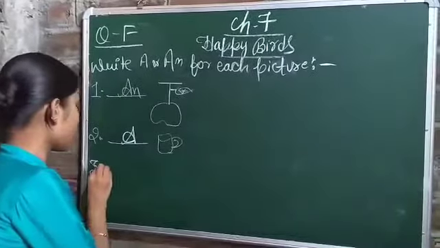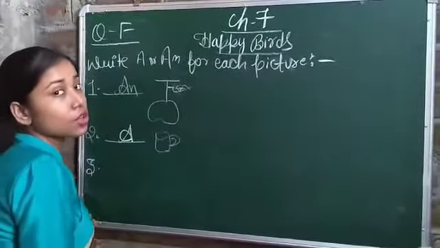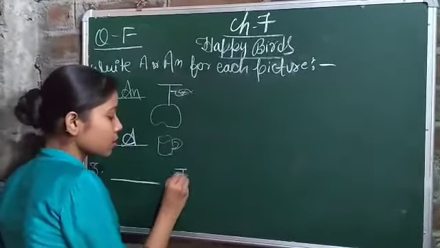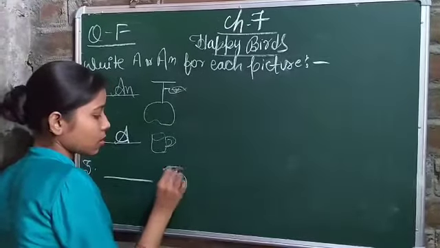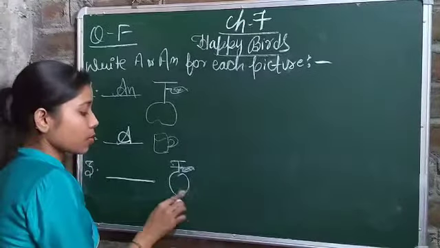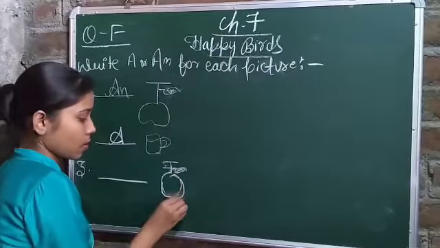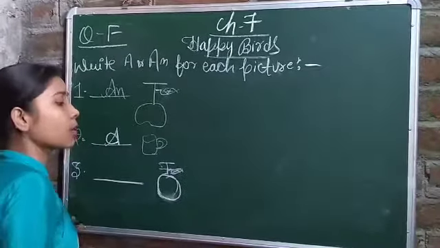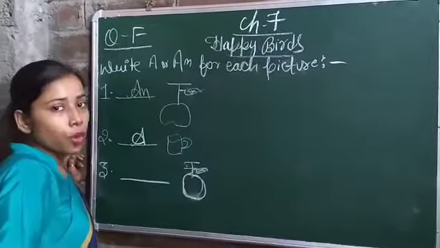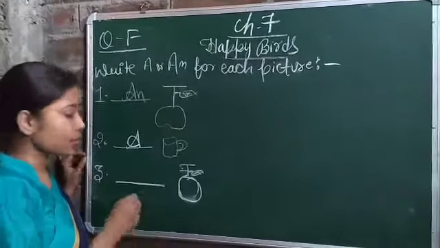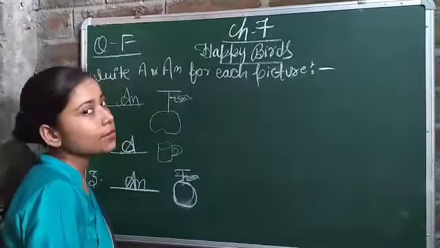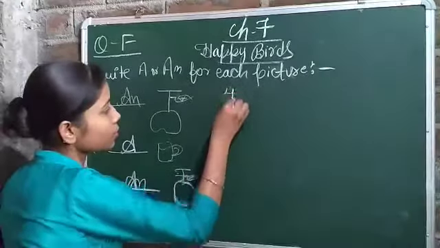Then we have the third number, and in the third we have a picture of an orange. The orange starts with O, and O is a vowel. So we have to use AN for orange because O is a vowel, and we always use AN in front of the vowel.